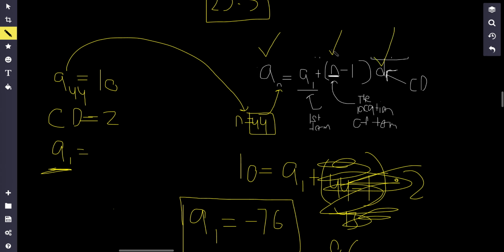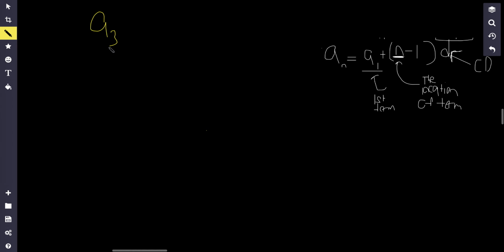So if we know these three values, then we can solve for a sub 1. If we know the values of three of these variables, then all we have to do is isolate a sub 1, and then we can get the answer. Now, let's say a sub 30 is equal to 60.